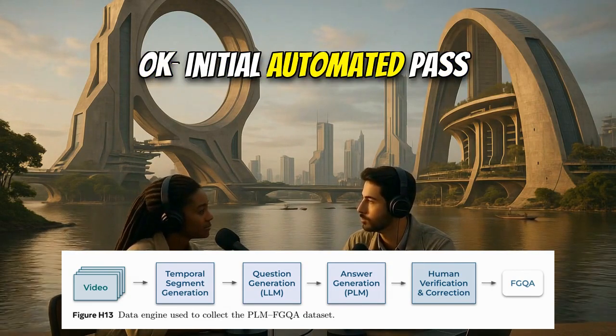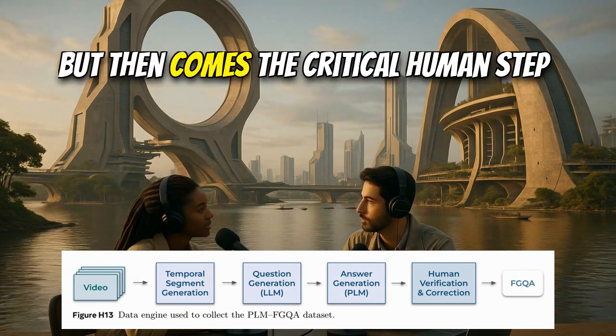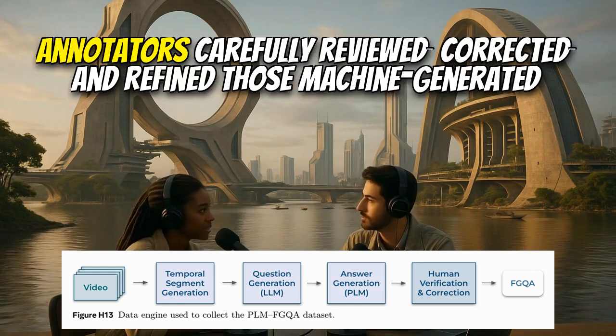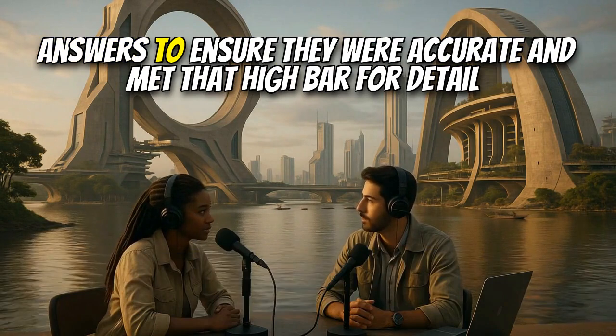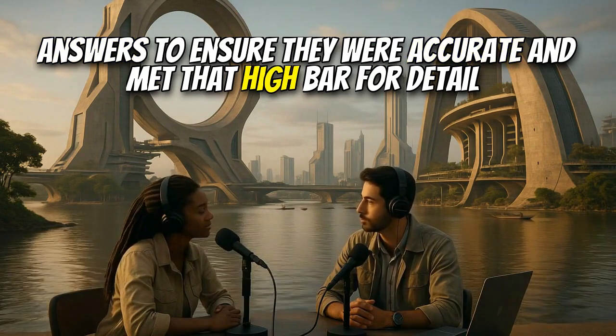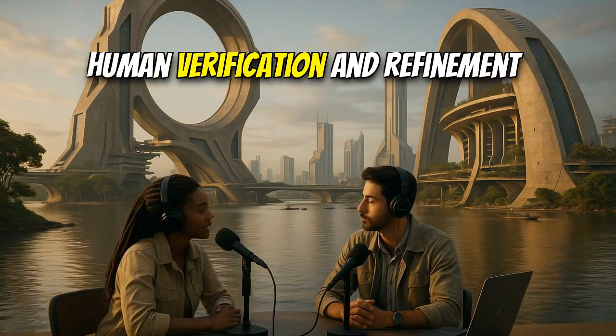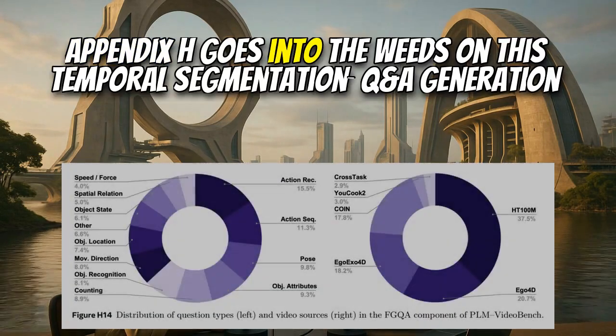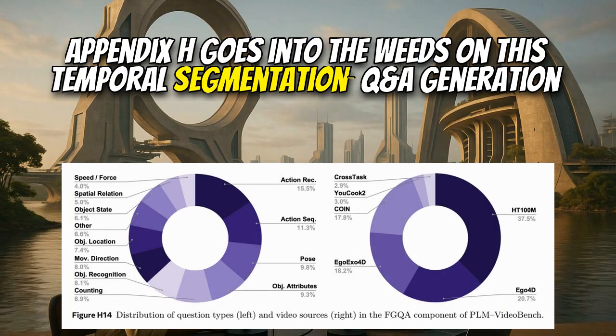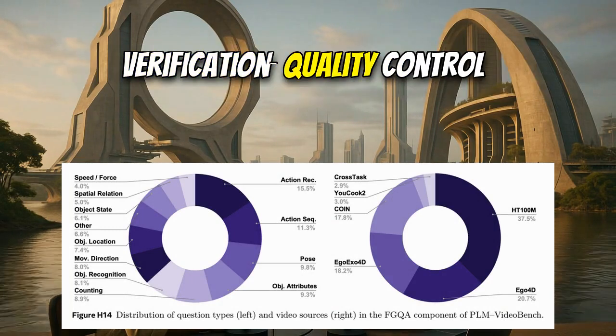Okay, initial automated pass. Right. But then comes the critical human step. Annotators carefully reviewed, corrected, and refined those machine-generated answers to ensure they were accurate and met that high bar for detail. Human verification and refinement. Crucial. Absolutely. Appendix H goes into the weeds on this: temporal segmentation, Q&A generation, verification, quality control.